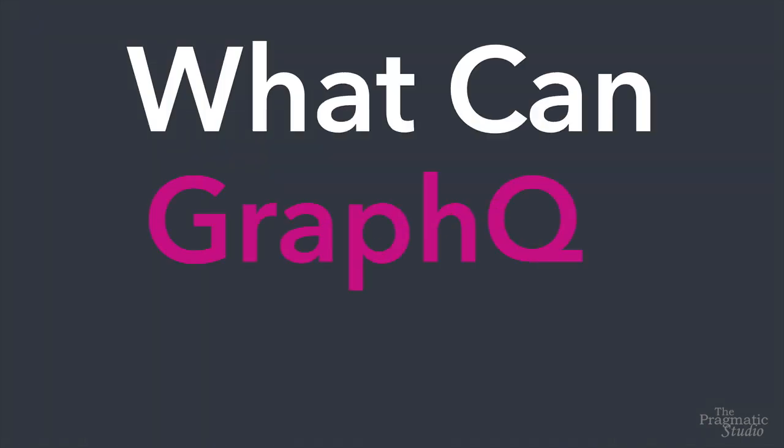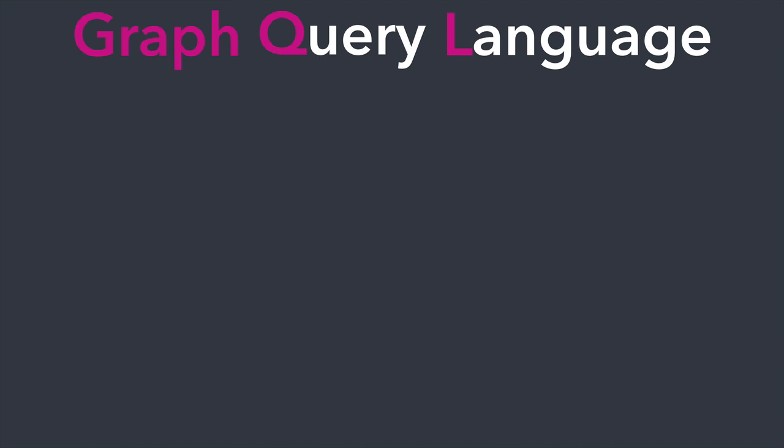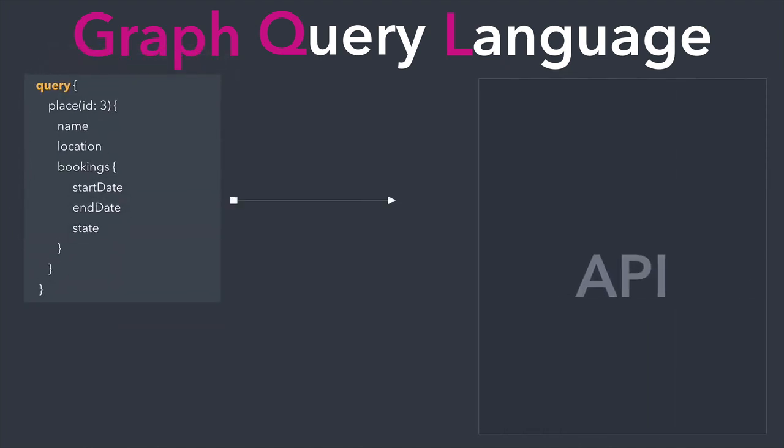So, what can GraphQL do? Well, in the previous video, we said it's a query language for your API. But not just any old API. If we send in a GraphQL query that looks like this, a REST API won't know what to do with it.